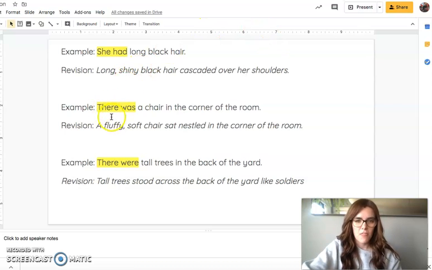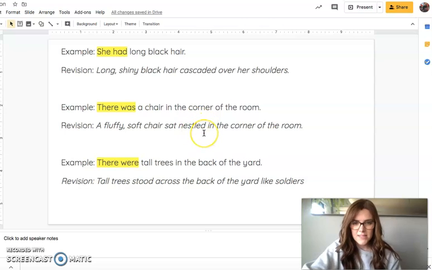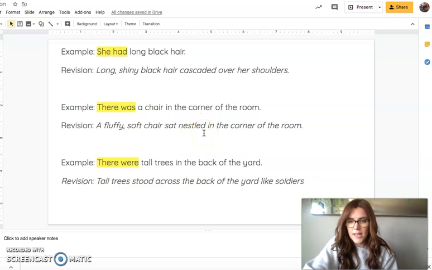Another example, "there was a chair in the corner of the room." "There was" is a very repetitive sentence beginning, and a way to change this up is to jump right into describing what the chair looks like and where it is in the room. So, adding in "a fluffy, soft chair sat nestled in the corner of the room." So adding in the words fluffy and soft to describe how the chair looks, and also adding in the word nestled. That means that the chair is almost like it's tucked away, just tidy and neat and cozy in the corner.